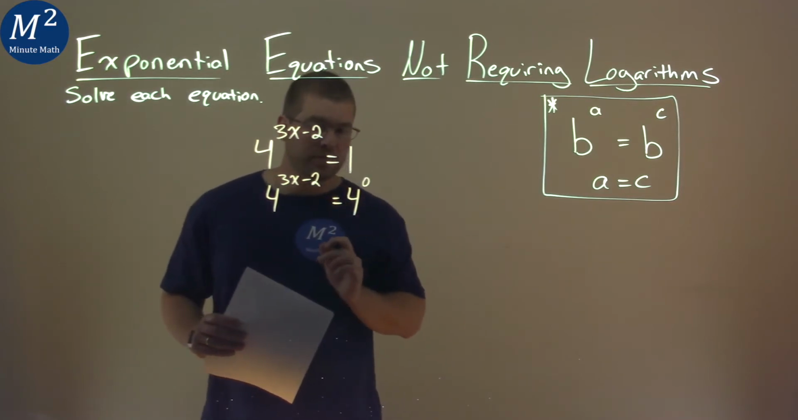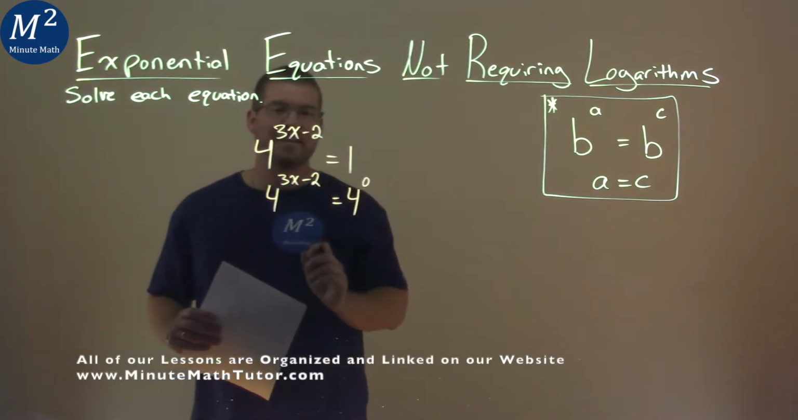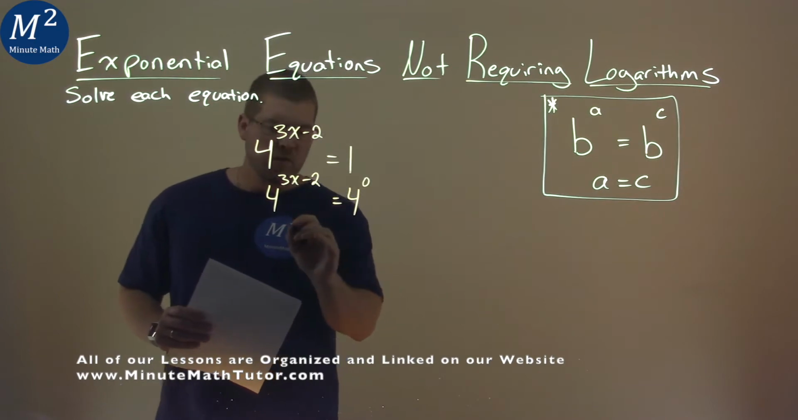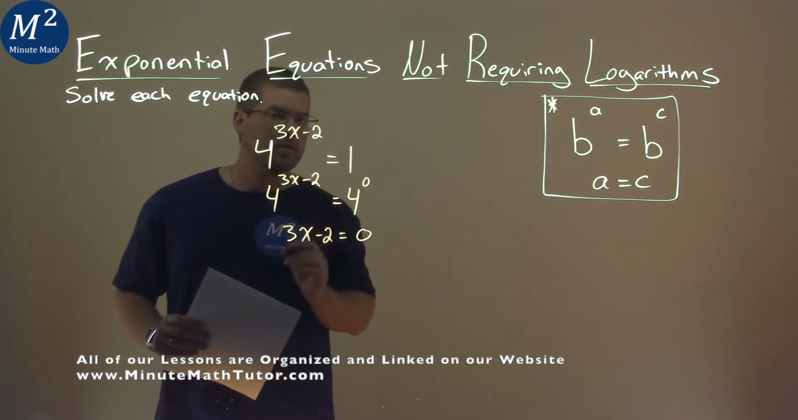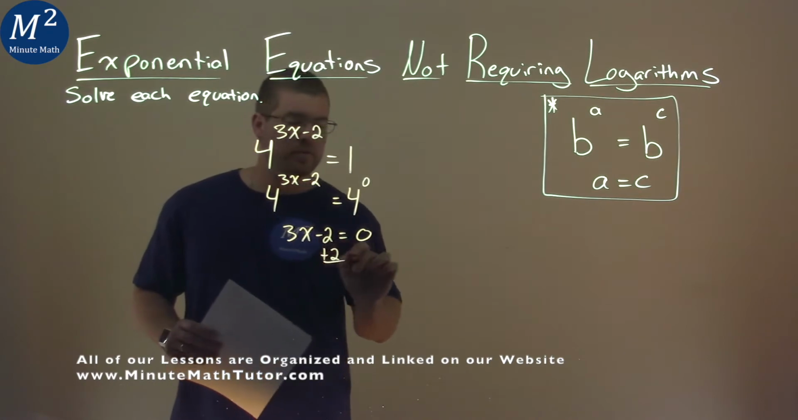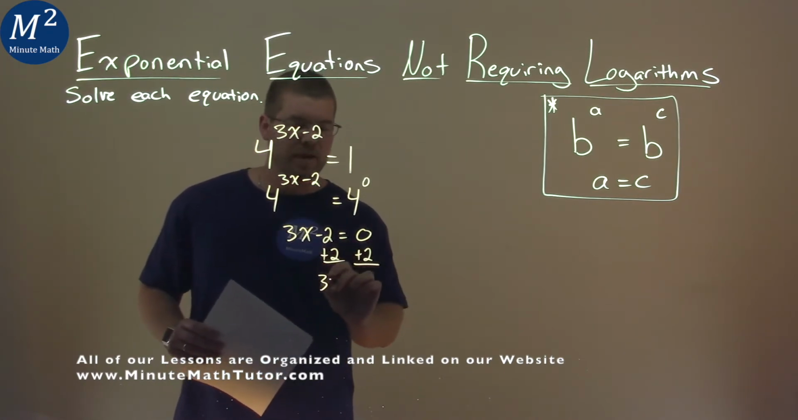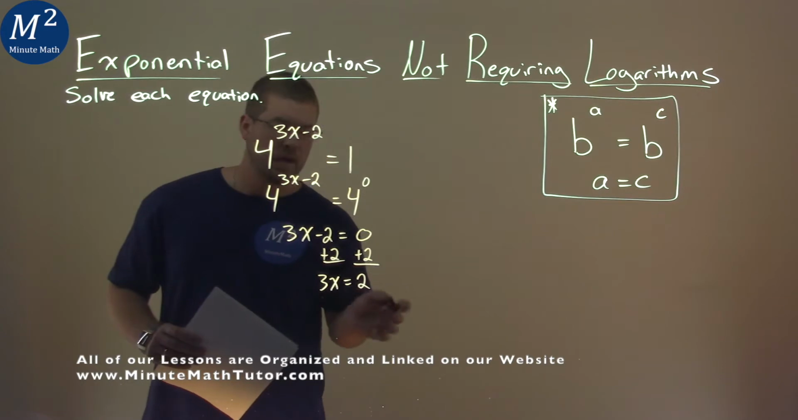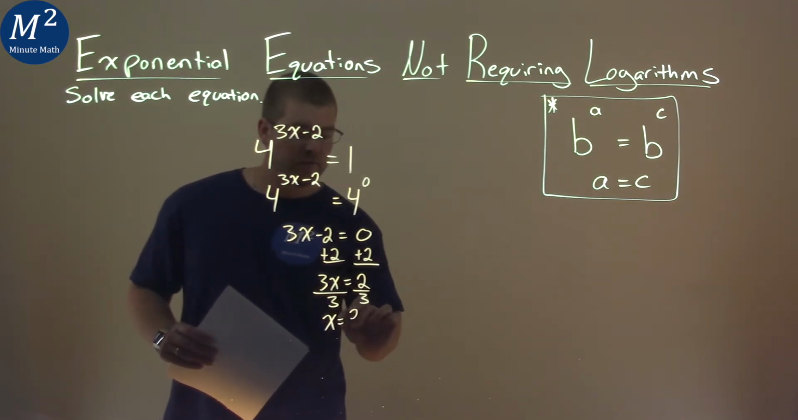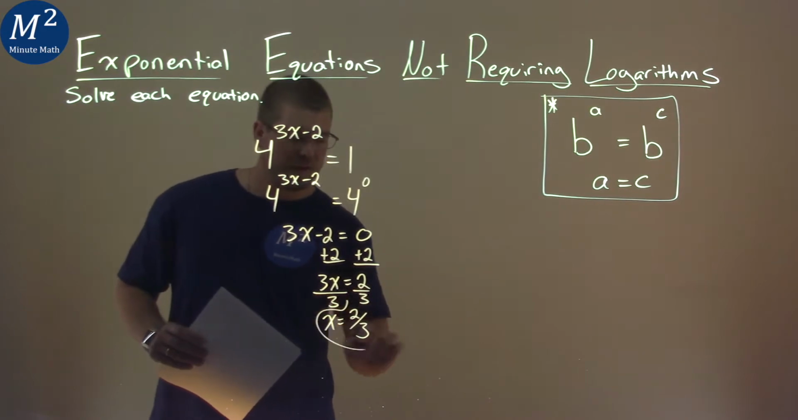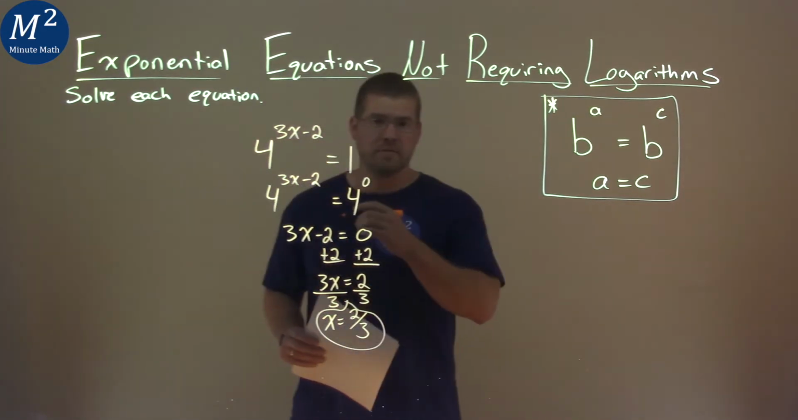When that happens, we can take the exponents and set them equal to each other. So we take a 3x minus 2 and set it equal to 0, and we solve for x. We add a 2 to both sides, and we have 3x now equals a positive 2. Divide both sides by 3, and x equals a positive 2/3, and that is our final answer.